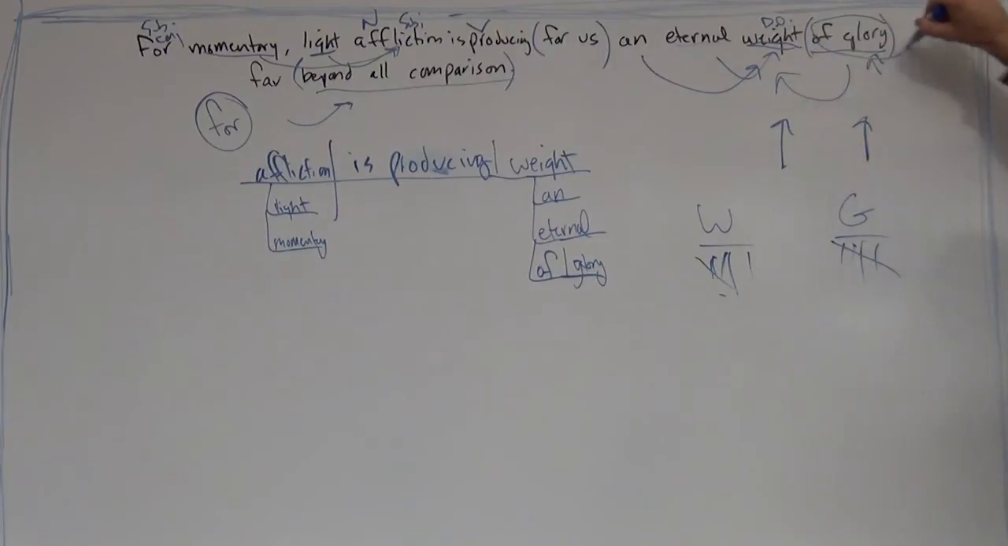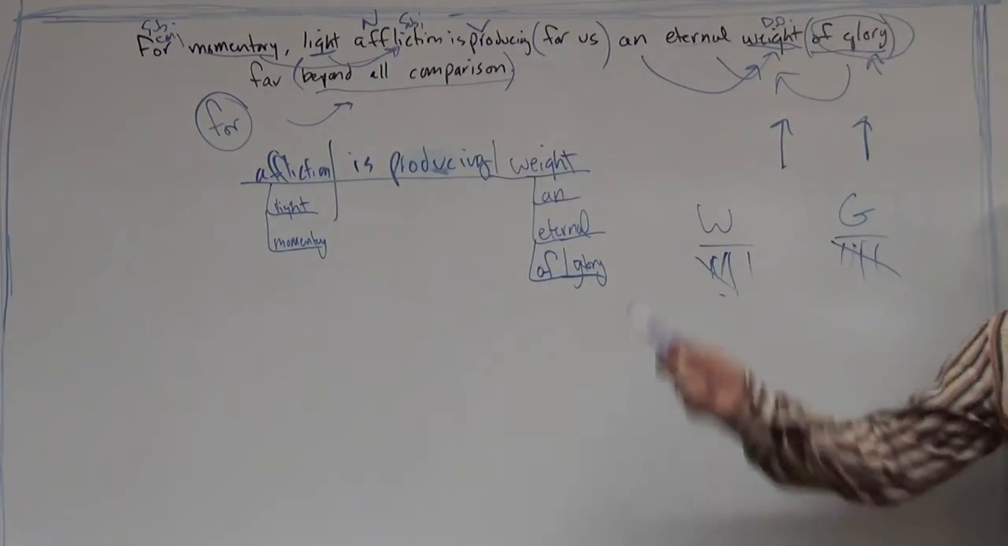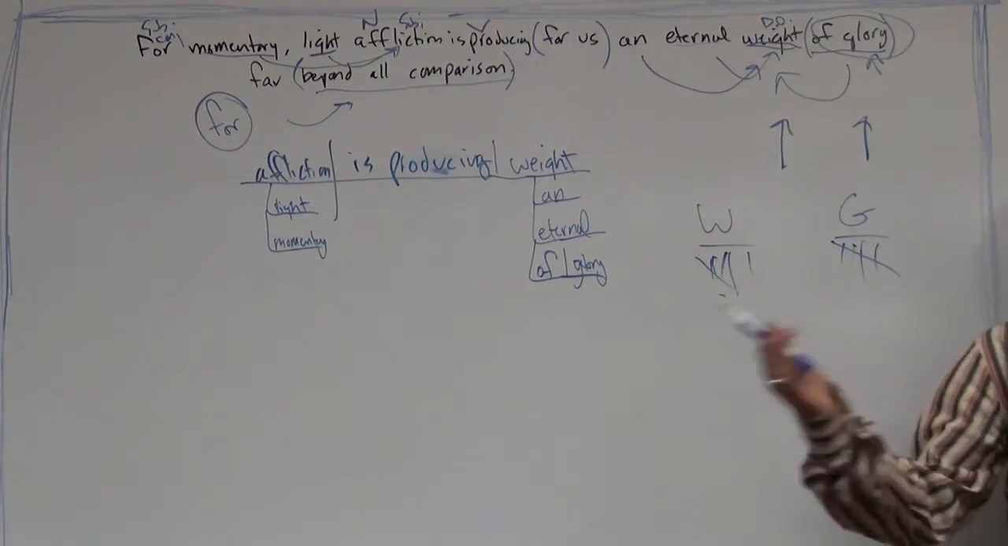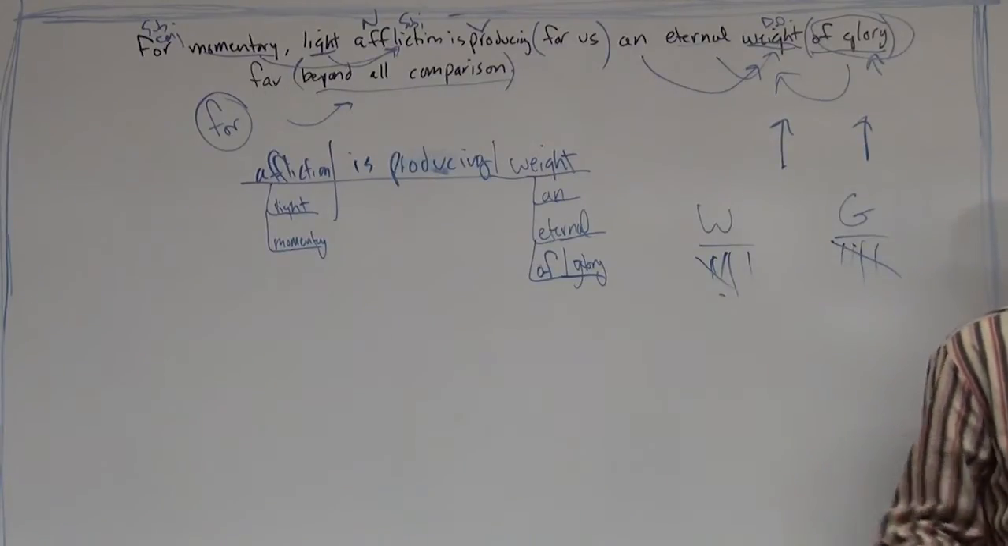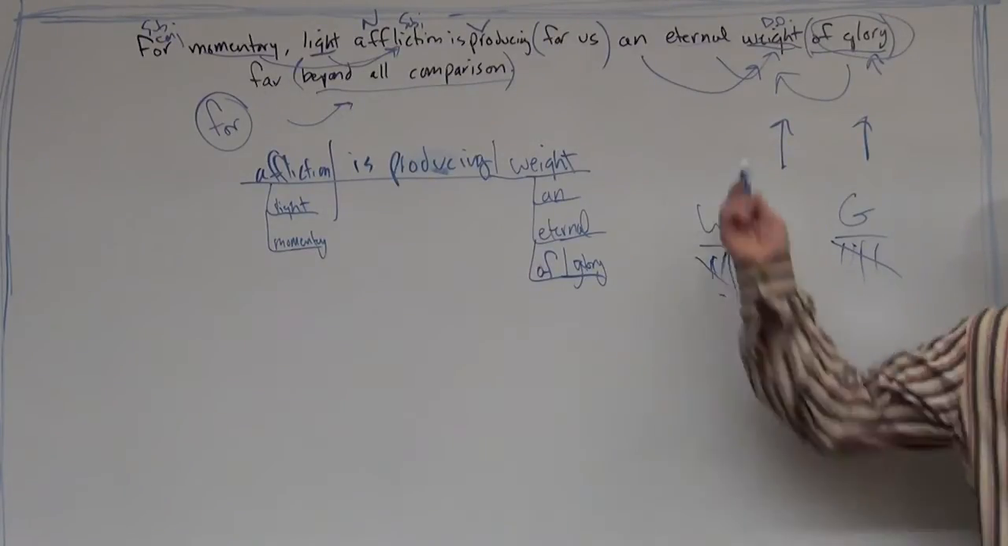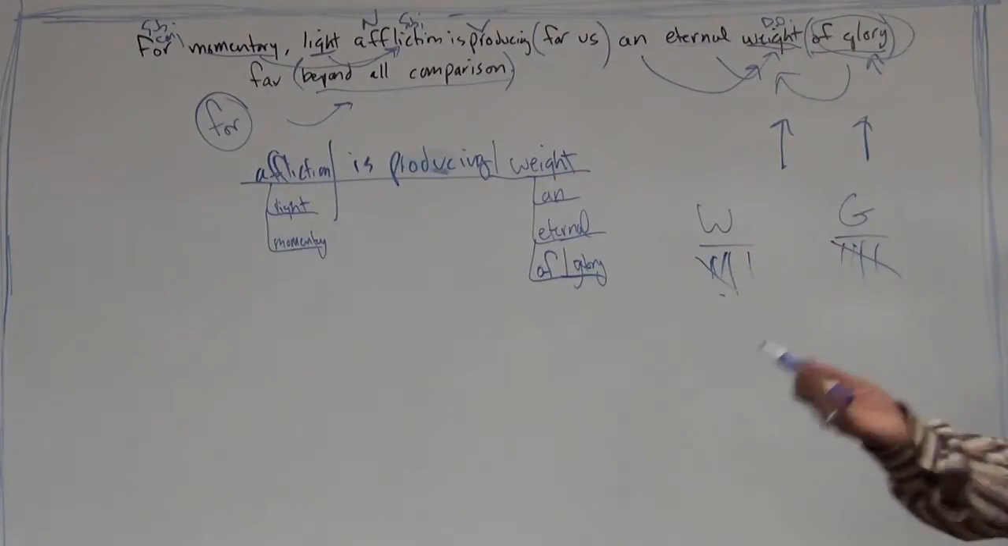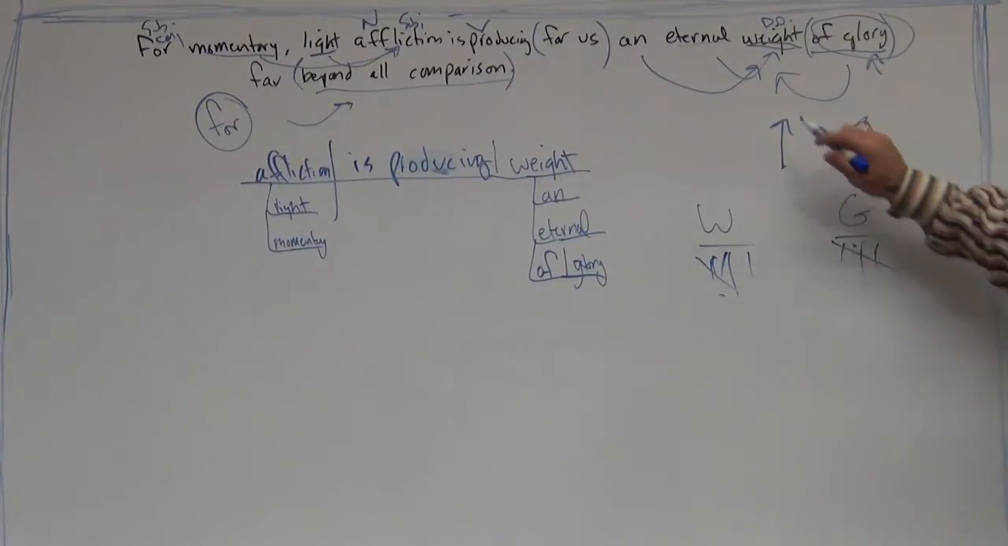This relationship right here, we call the genitive relationship. In English, it happens to be very closely identical to the Greek genitive relationships. So this is one of those places where it overlaps so much that it doesn't matter.